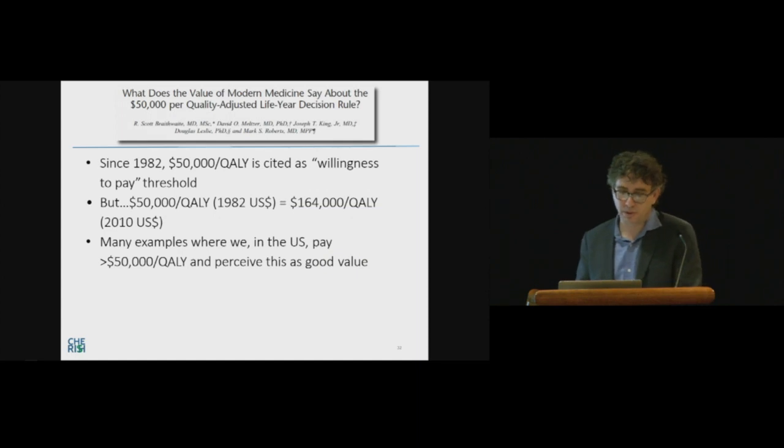And that's absolutely true. Even since 1982, people have cited this $50,000 per QALY as a willingness to pay threshold. But just by simple inflation alone, $50,000 in 1982 dollars is $164,000 in 2010 US dollars. Inflation's important, but it doesn't actually point to any change in what we're doing in healthcare or in our average return. It's just the nominal value of $1. So anyone who's been saying $50,000 per QALY really should be saying $164,000 per QALY.